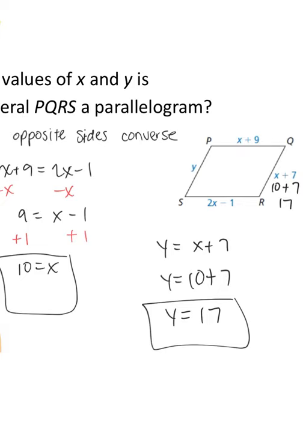If it was asking us for the length of SR, what would we have to do? Plug in 10 for x. Good. We plug in 10 for x for SR, and we would get 19, okay? Make sure you are reading the questions carefully. It starts with your homework, guys. If we're not reading the questions carefully on the homework, we're definitely not going to be reading the questions carefully on the test. So make sure you're reading your questions carefully.